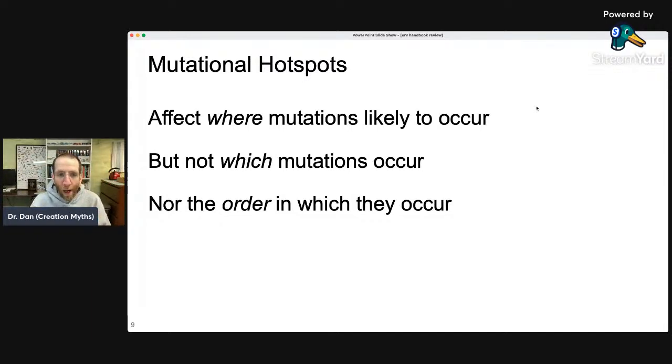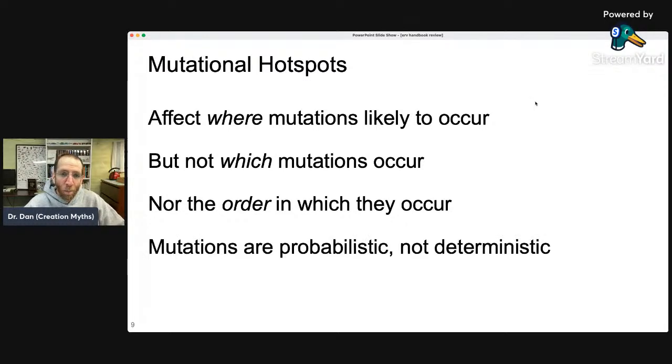Hotspots just tell you where mutations are more or less likely in the genome. But the specific mutations that occur are probabilistic. I was disappointed when I read that because the lead up to this book was basically, I've got a hypothesis, I've got an explanation, right? And man, this is not it. This is not good at all.